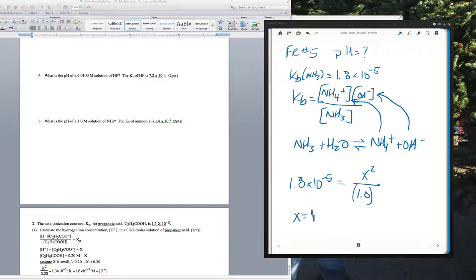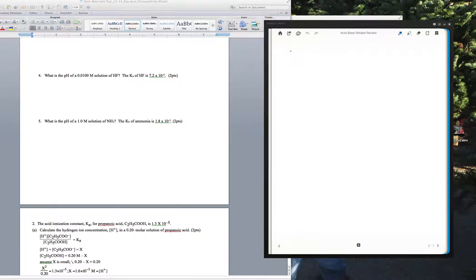So then all we've got to do is solve for x, because that's going to be the same. So x is going to be equal to the square root of 1.8 times 10 to the negative fifth. Let me get my handy dandy calculator. For that one, I get 4.2 times 10 to the negative 3 molarity, and that's also the concentration of the OH minus. Okay, so you with me so far? Yeah. All right. Once we have that, 4.2 times 10 to the negative 3 is equal to the OH minus.